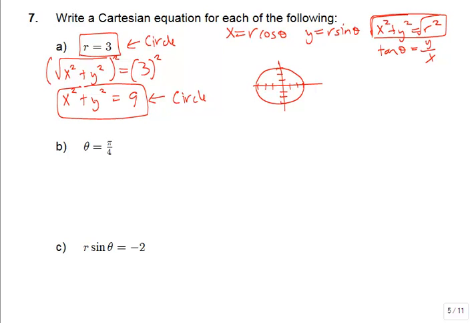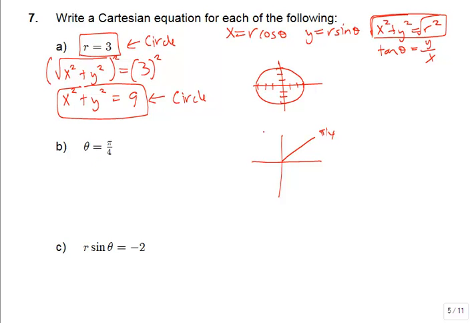Okay, let's take a look at theta equals pi over 4. How could we figure out what that's going to be? Well, think about what the graph of that would look like. If theta is supposed to be pi over 4, here's pi over 4. What's r in this equation? Since there isn't one, r can be anything.